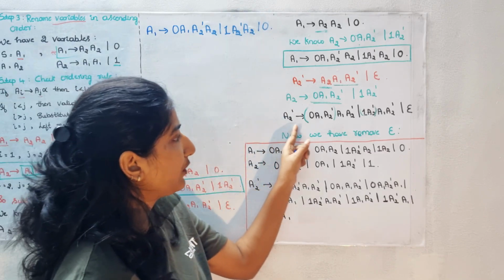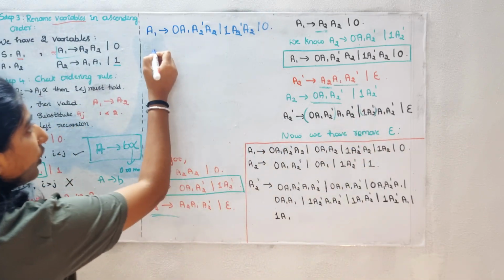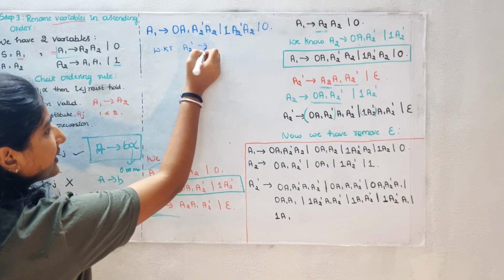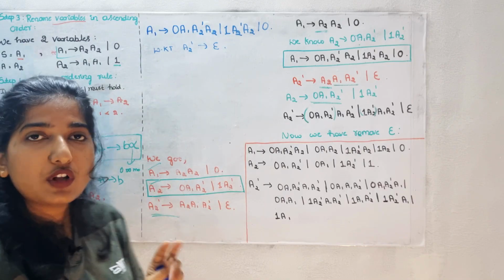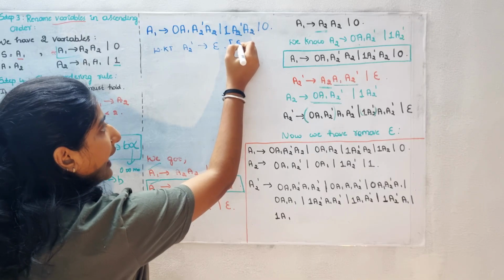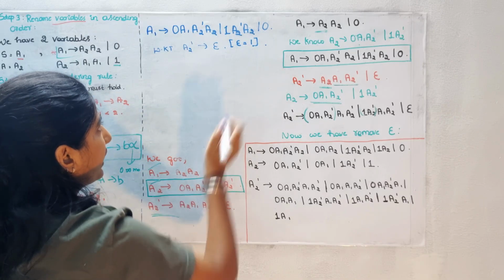So we have A2 dash derives 0. We know that A2 dash derives epsilon. So epsilon means 1. Remember this one. What is the value of epsilon? Epsilon equals to 1. Okay.